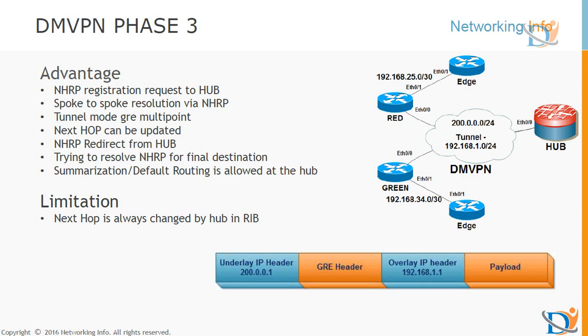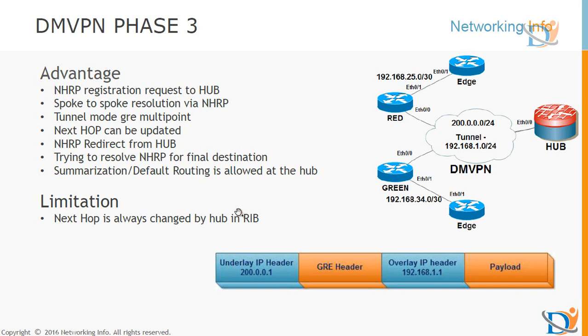Summarization and default routing are allowed at the hub this time. You can summarize, you can generate a default route from the hub, but the actual traffic flow will be based on the NHRP resolution. So that is based on the CEF table, not always based on the routing table. Some limitations we can have: the next hop is always changed by the hub in the RIB. We will see that in the configuration part, when the hub is going to update the next hop and not preserve it.